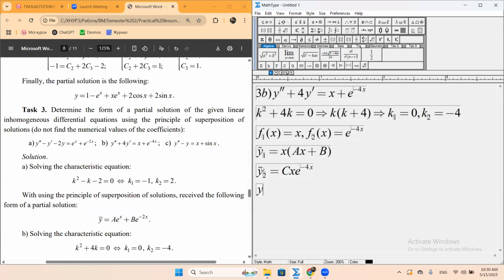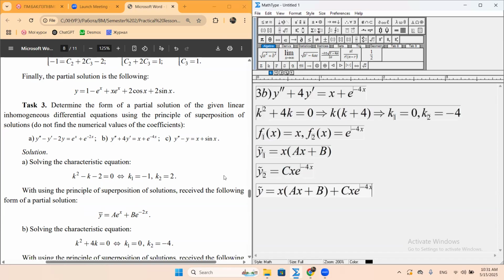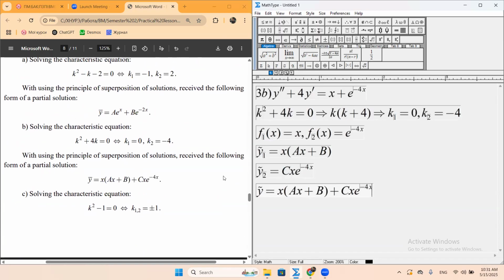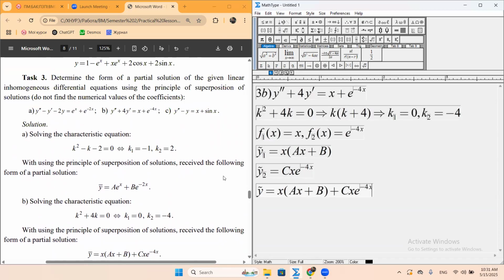And the general form of the partial solution is the following: x multiplied by ax plus b, and cx e to the power of -4x. Any questions about this exercise? Okay, I guess no questions.